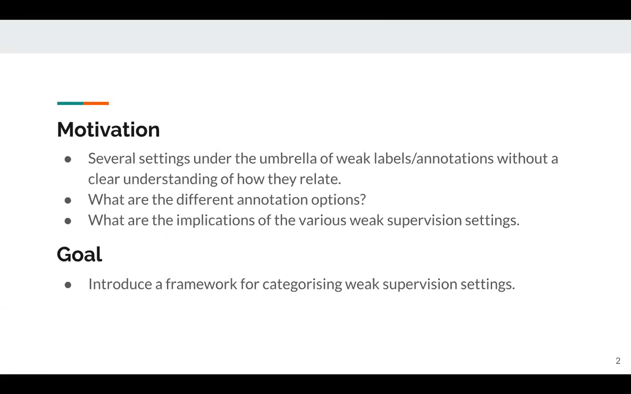This can be of great interest for the dataset owner, as weak annotations can be a cheaper alternative to an expensive, perfect annotation process. Our goal is to introduce a framework that can be used for categorizing weak supervision settings. This would allow the annotator to make decisions regarding the annotation process and allow the machine learning practitioner to understand implications of characteristics of a dataset on learning.